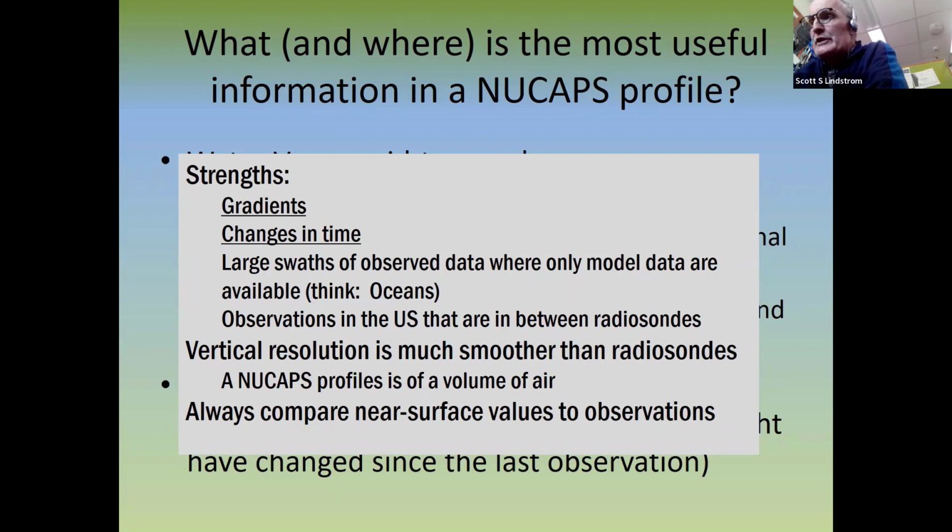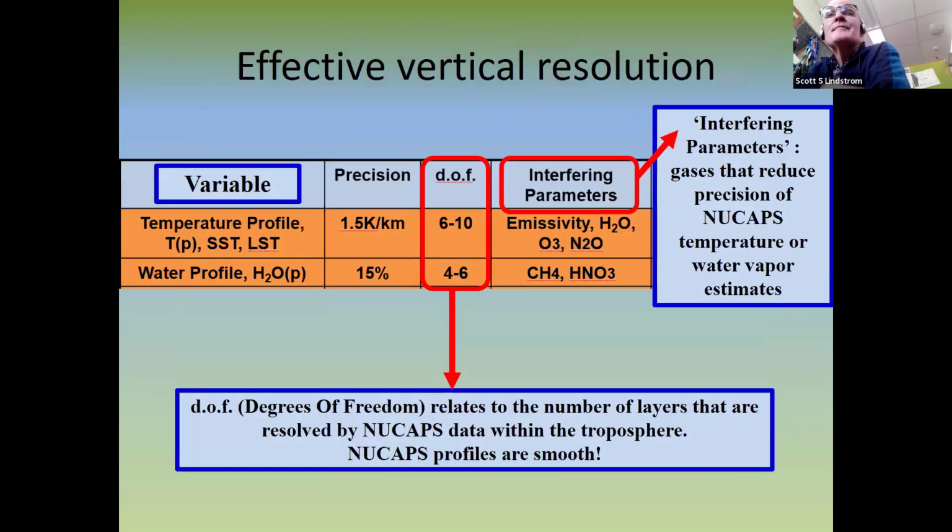The vertical resolution of NUCAPS profiles, however, is much smoother than radiosondes. So don't expect them to look the same. And you should always compare the near surface values from a NUCAPS profile to the actual observations at the surface. What's the effective vertical resolution? That's what the DOF here is. That relates to the number of layers that are resolved by NUCAPS data within the troposphere. NUCAPS profiles are smooth. You only see 6 to 10 layers of temperature, maybe 4 to 6 layers of water vapor. Keep that in mind.